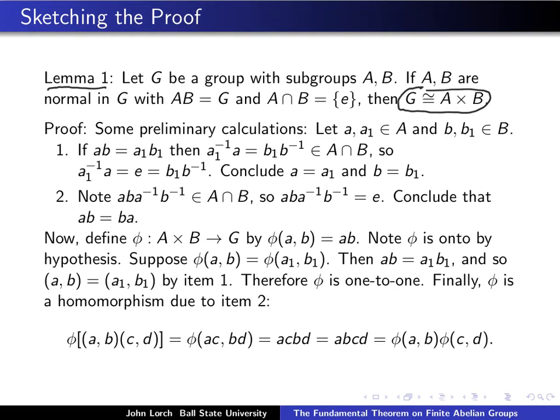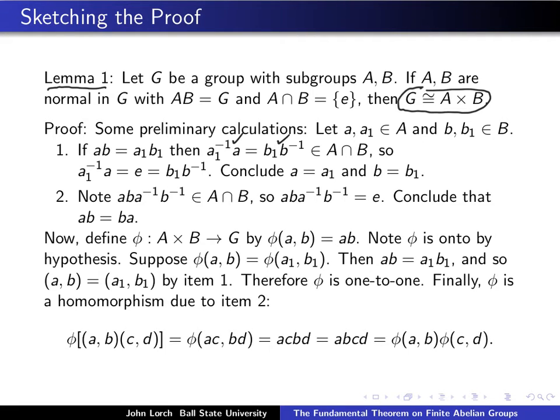Okay, now to prove the theorem, we start with some preliminary calculations that will be useful later on. So we have A and A1 in capital A, B and B1 in capital B. If it so happens that A times B is equal to A1 times B1, then we can manipulate that equation to get A1 inverse times A equals B1 times B inverse. Now the thing here on the left, that's in A. The thing on the right, that's in B. The two quantities are equal, and so they must both lie in A intersect B.